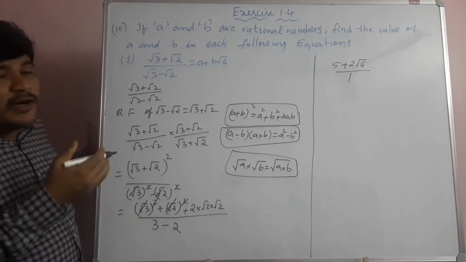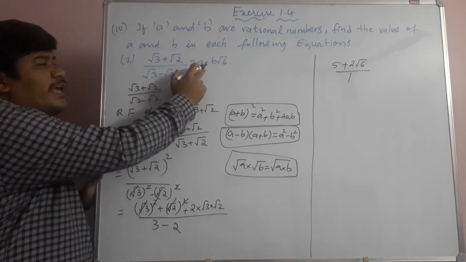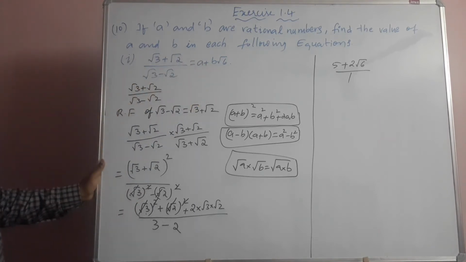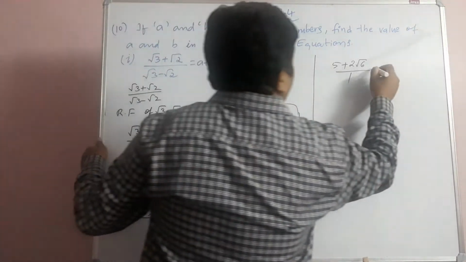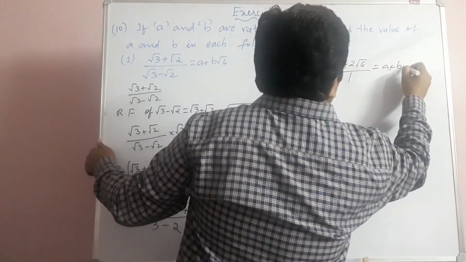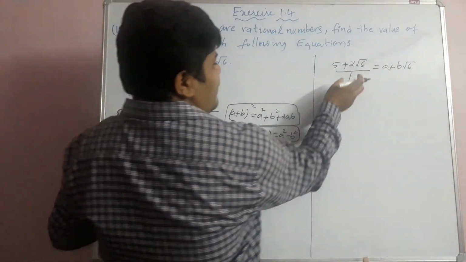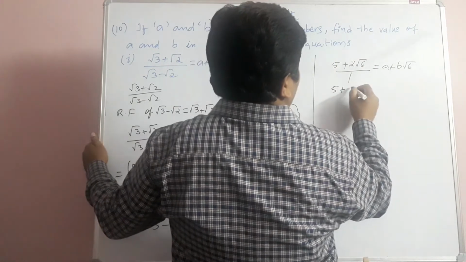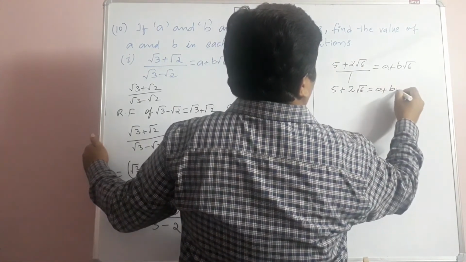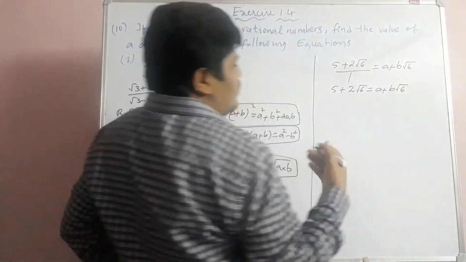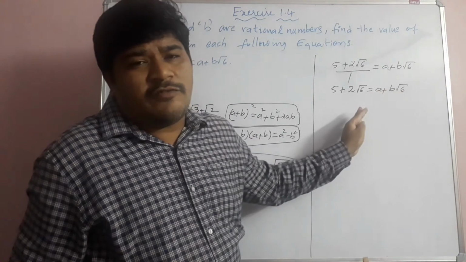So actually this is equal to what? This is the LHS part. We simplified the LHS part. And this is equal to a plus b root 6. Okay, so this simplified part is equal to a plus b root 6. Okay, so students, by 1 means if you don't mention this 1 also, there is no change. So 5 plus 2 root 6 is equal to, I am writing, a plus b root 6. So students, here these two expressions are equal.